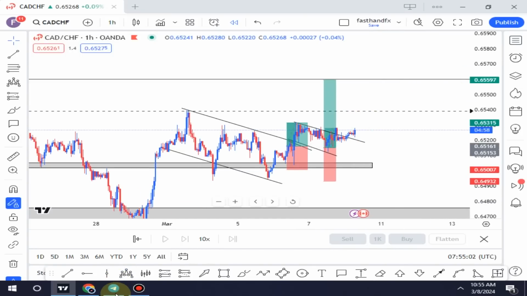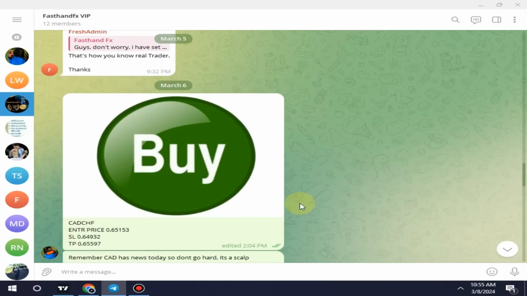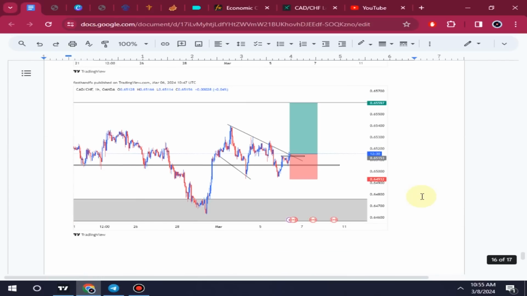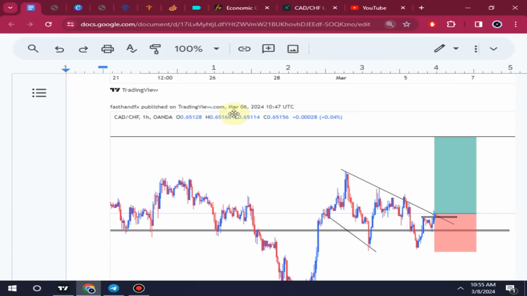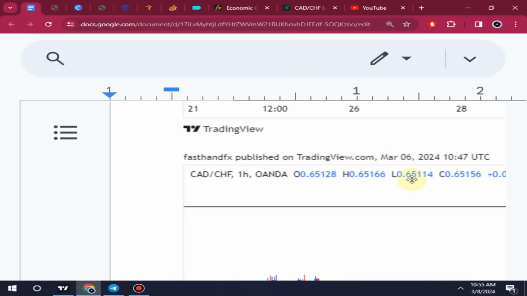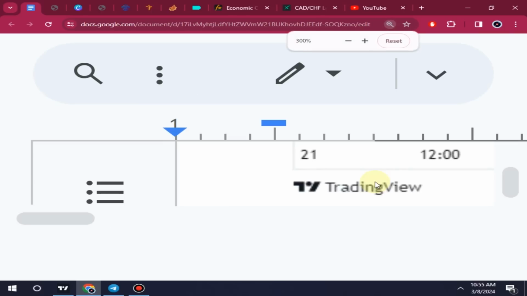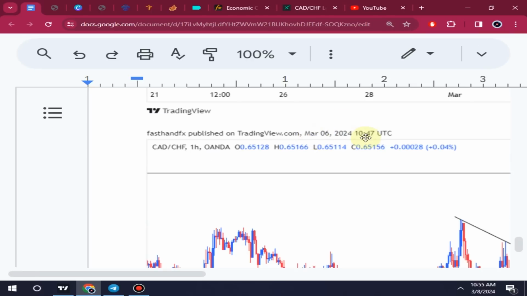So let me show you when I called in that buy position once again, right here, CAD/CHF, and of course let me show you before. I'll help you guys to zoom. You need to have eyes. All right, it was taken on March 6th right here. Why is this thing zooming all the way? Right here, before it zooms out, March 6th around 10:47 UTC, and of course today is March 8th.